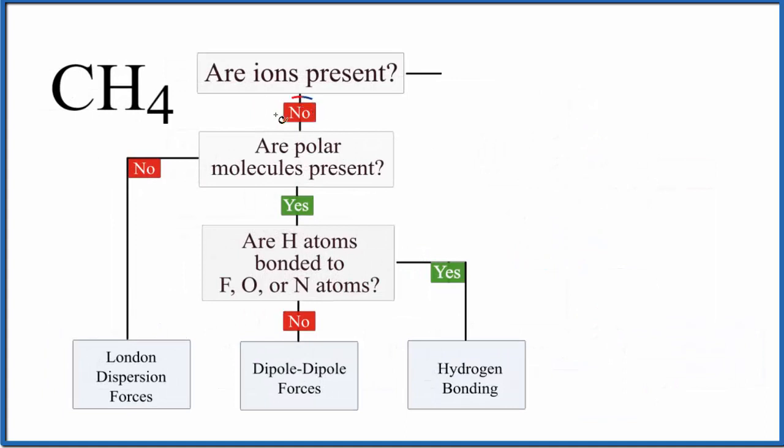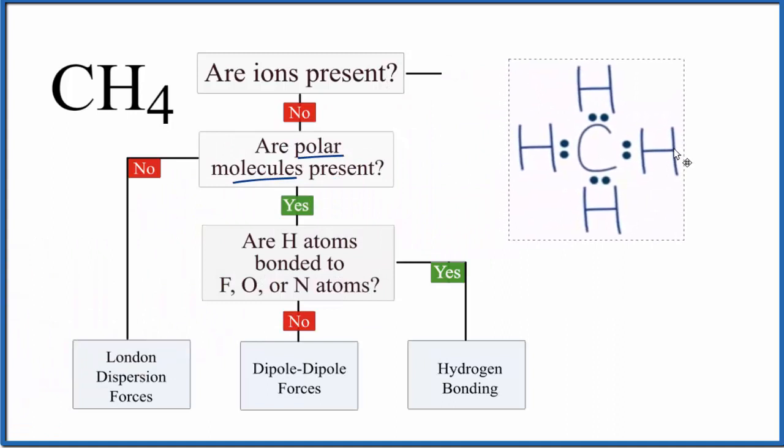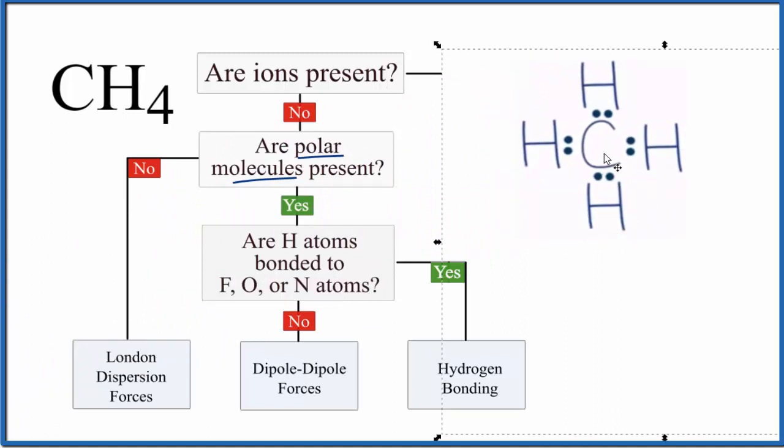Next, since there are no ions present, we need to ask, are there polar molecules present? So is CH4 a polar molecule? And the way to do that, we can look at a Lewis structure for CH4, and that shows us that we have the 4 hydrogens bonded to the carbon, but really we need to understand the molecular geometry for methane to know whether it's polar or nonpolar. And since the difference in electronegativity between carbon and hydrogen isn't that great, we would expect this to be nonpolar.